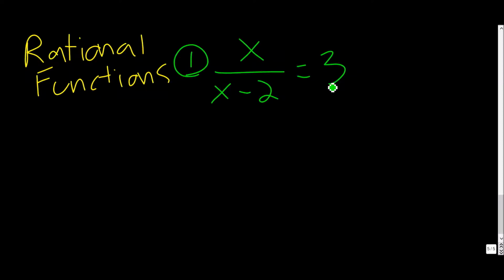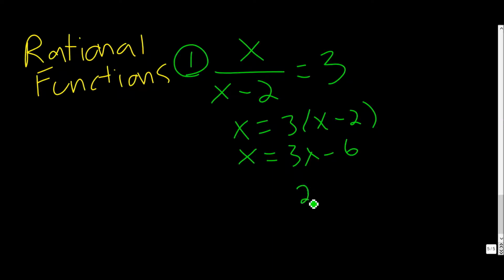So in this situation, what we can do is actually multiply both sides by x minus 2. This is fine because I'm not getting rid of anything. This becomes x equals 3 times x minus 2, and we can go forward and solve. We get 2x equals 6, so x is 3. And that certainly makes sense if we plug it back into the top.